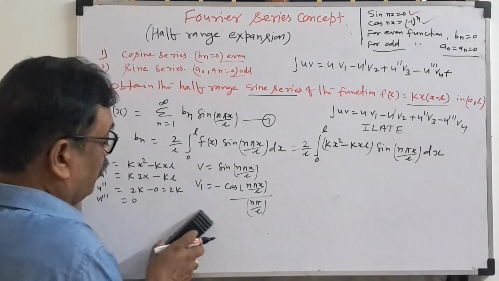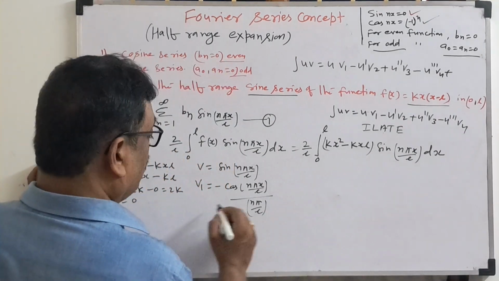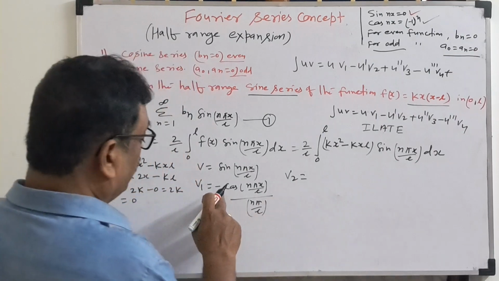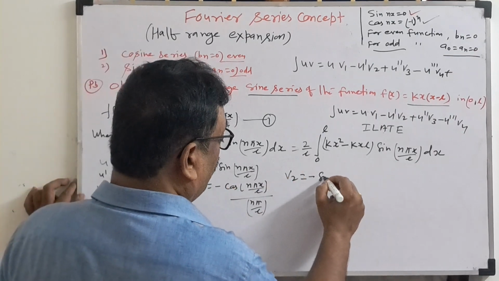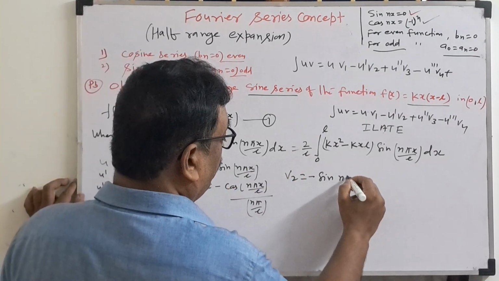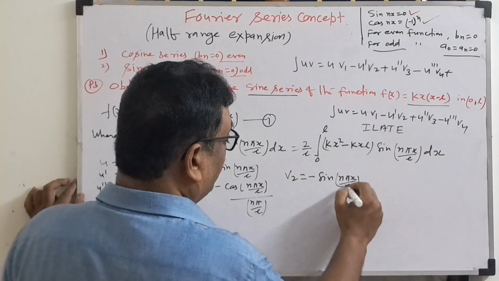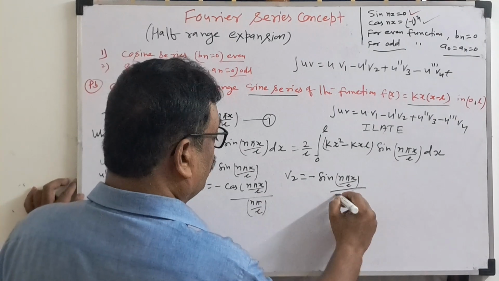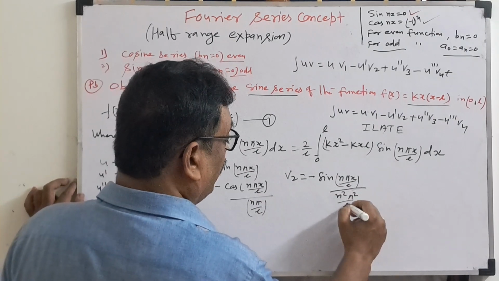Okay. Now, second integration. Suppose we will take v2. For v2, already negative is there. Give the negative, cos to sine n pi x by L as it is, right? Then one more n pi by L will come. So n square, pi square, L square.